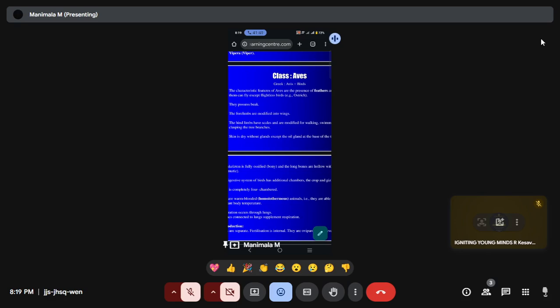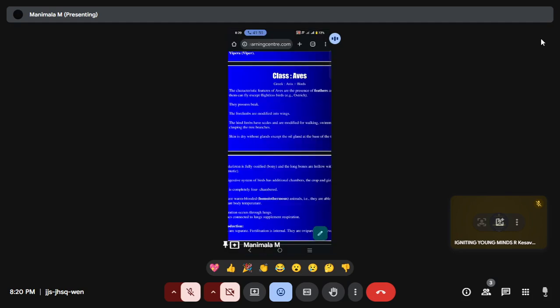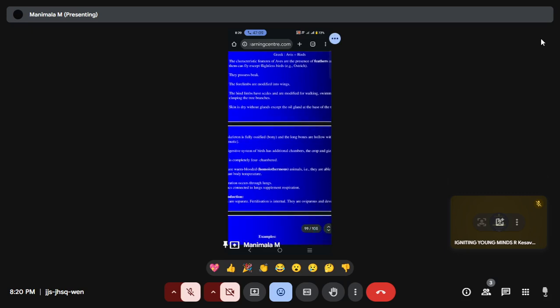And the skin, if you see, will be very dry. No oil glands are present. In birds, there are no glands in the skin. But the oil gland is present at the base of the tail. Except for the oil gland, none is present.